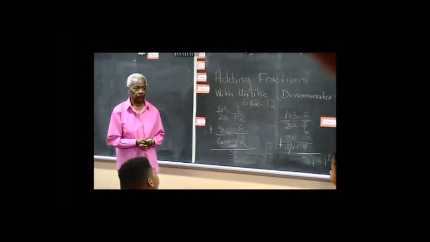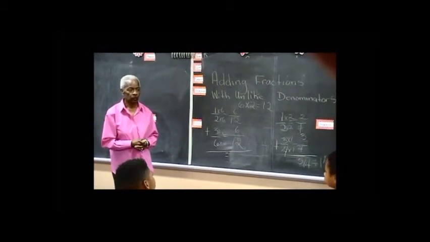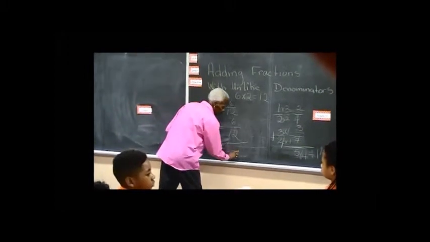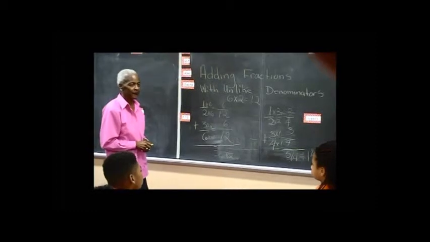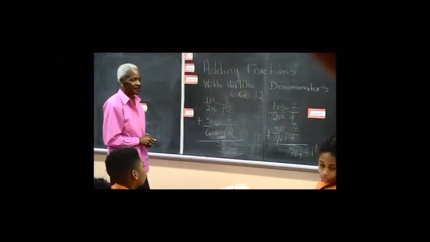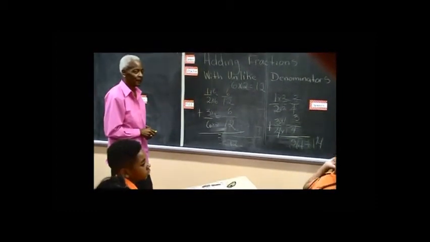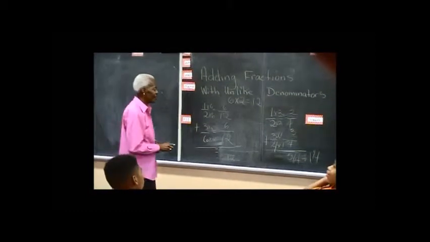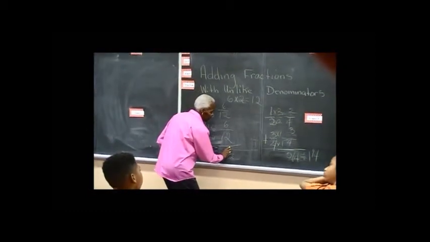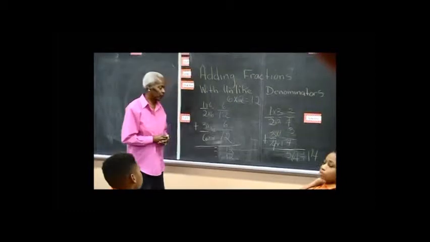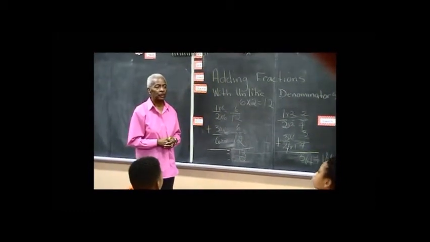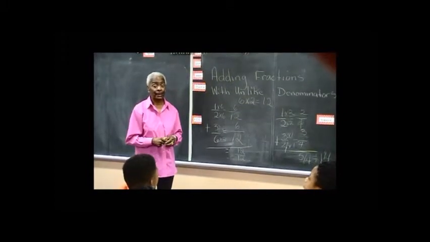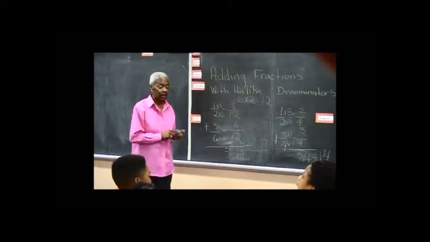So 6/12 plus 6/12 equals what? Your denominator stays the same. Very good. So you do your 6 plus your 6, and 6 plus 6 equals 12. So your answer is 12 over 12. So what I showed you is how to find your denominator by multiplying denominator by denominator. Let's give it a try.